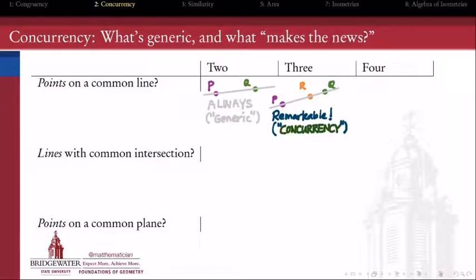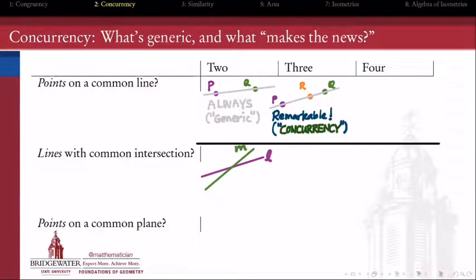So if I have 3 points just randomly thrown onto a piece of paper in what we call general position, then I can't expect them to all lie on a common line. But if they do all lie on a common line, 3 points being collinear, that's something special. It doesn't happen very often, and so we call it a concurrency in geometry.